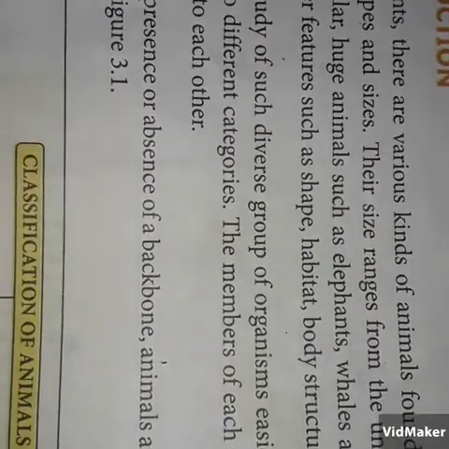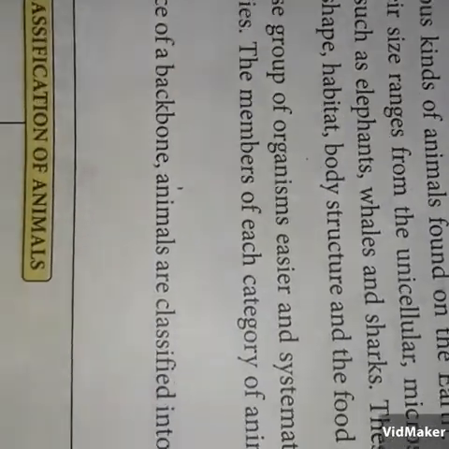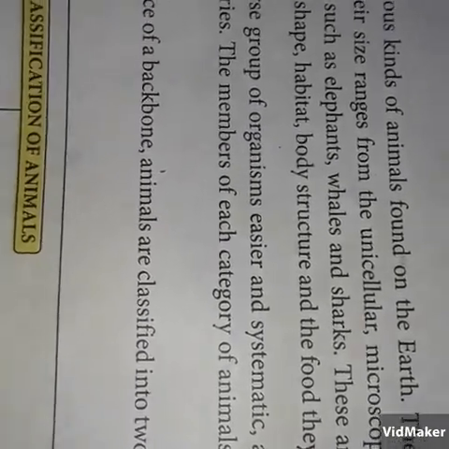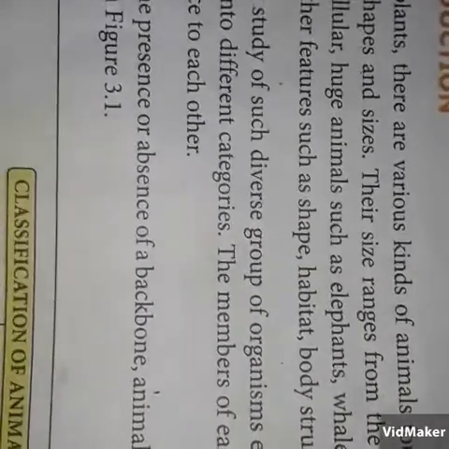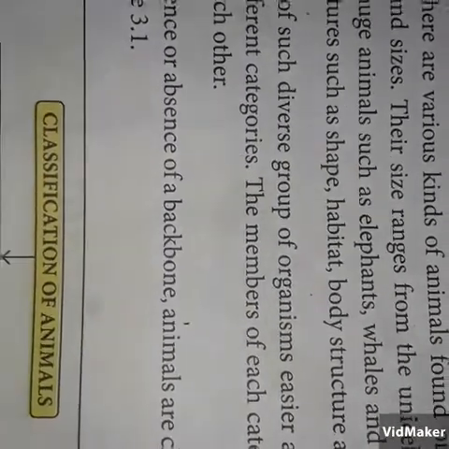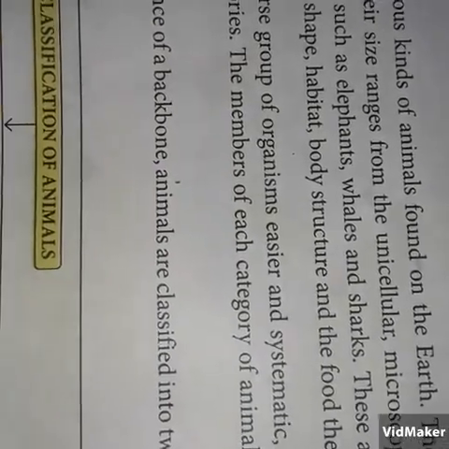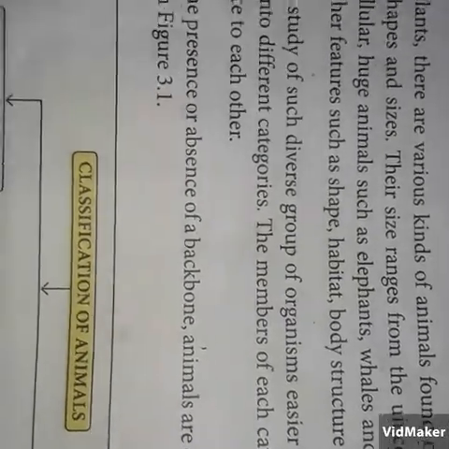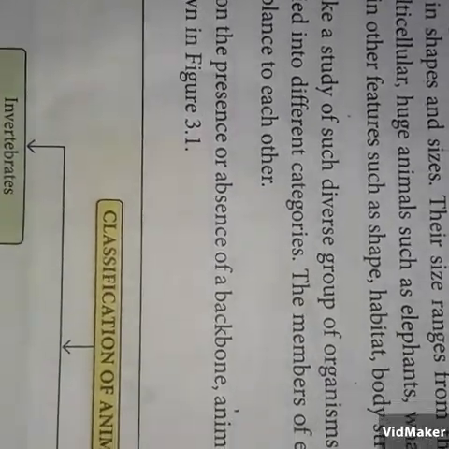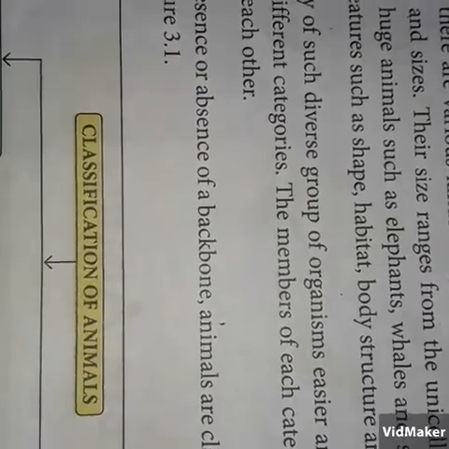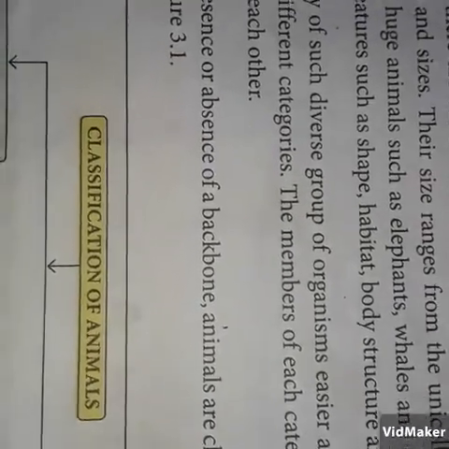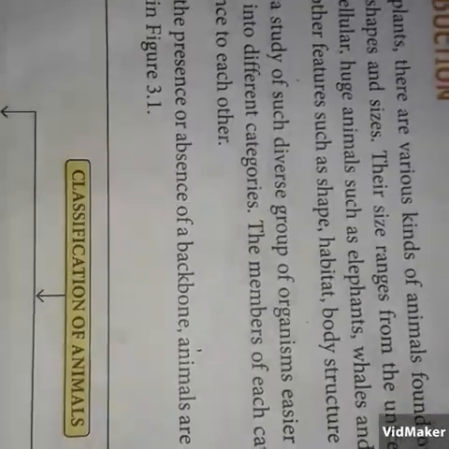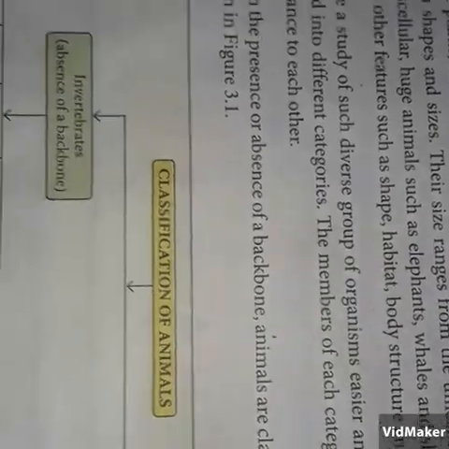To make a study of such a diverse group of organisms easier and systematic, animals are classified into different categories. The members of each category of animals bear close resemblance to each other based on the presence or absence of the backbone. Animals are classified into two categories as shown in figure 3.1.